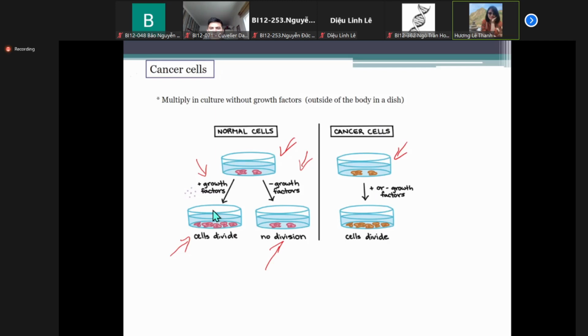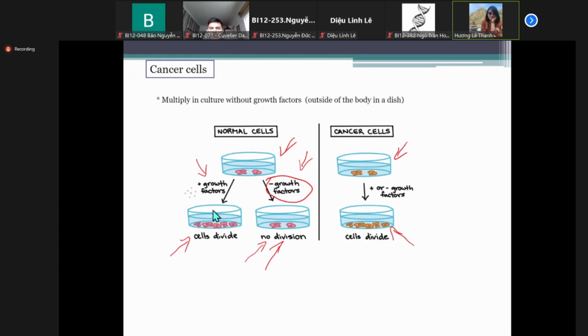As in the diagram, when a cell receives no information from the external environment, it will die. Without growth factors, the cell does not divide and in the end it dies. But with cancer cells, we don't need to add any growth factor, we just keep culturing and provide nutrients, oxygen and appropriate temperature so they can grow. They can divide unstoppably. They are immortal cells.